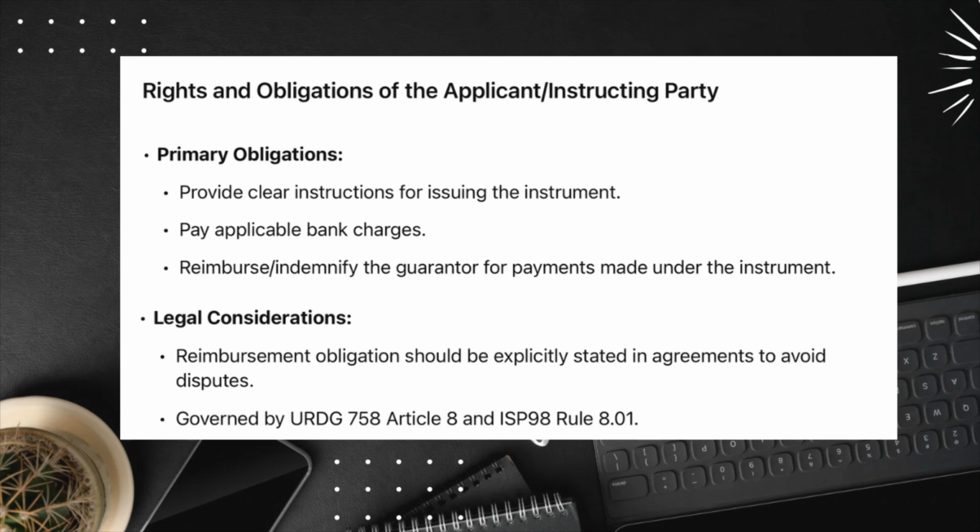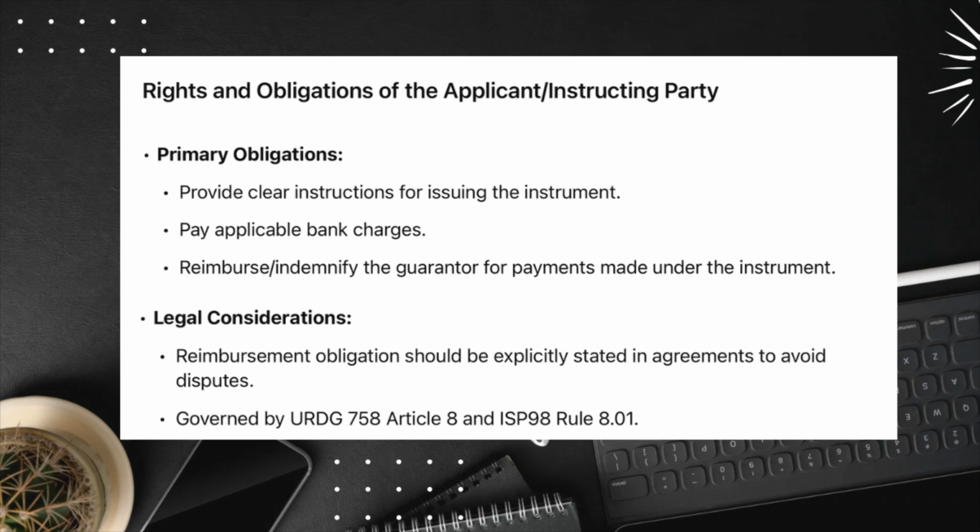The relationship between the applicant, instructing party and the guarantor, counter-guarantor or issuer of the instrument is normally set out in an application or in a more detailed facility agreement. This should include an express obligation on the applicant or instructing party to indemnify the guarantor, counter-guarantor or issuer. If there is no such express obligation for reimbursement, some legal systems may imply such an obligation on the part of the applicant or instructing party. But to avoid uncertainty on this point, it is much better to include an express reimbursement obligation in the application or facility agreement.